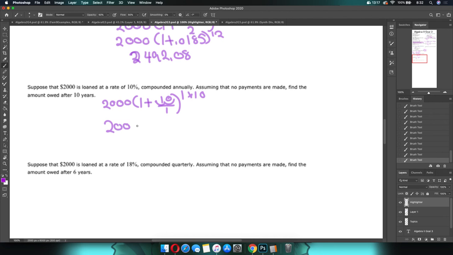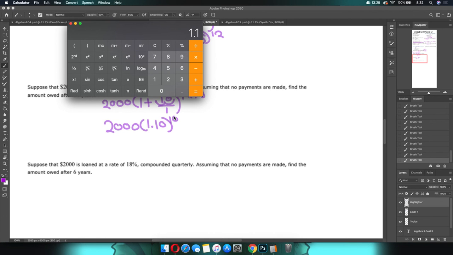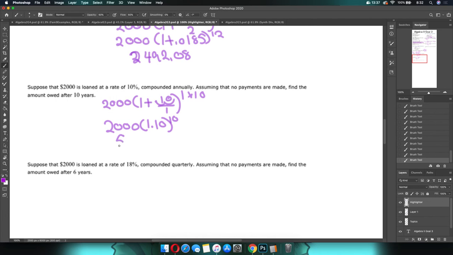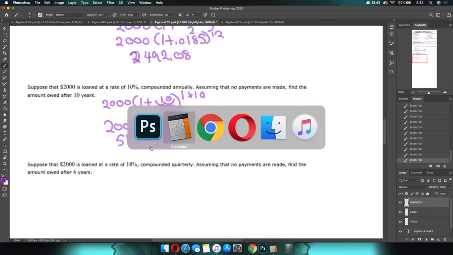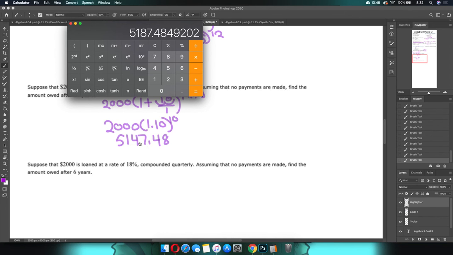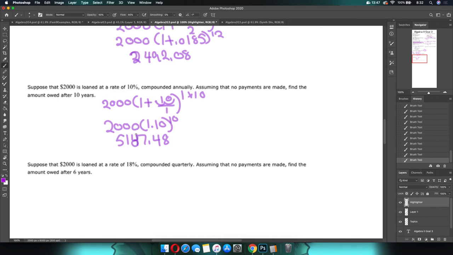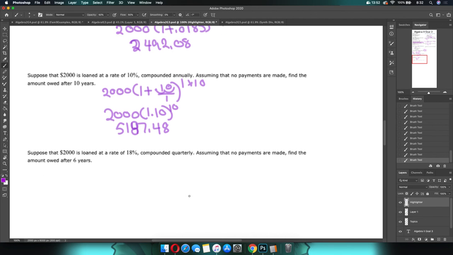So this is 2,000 times 1.10 to the power of 10. Okay, so 1.10 to the power of 10. Enter. Times 2,000, and what do we have? 5187.48. I know I didn't copy that right. 5187.48. Silly Miss Dubois. So obviously be careful when you're copying and pasting your numbers.